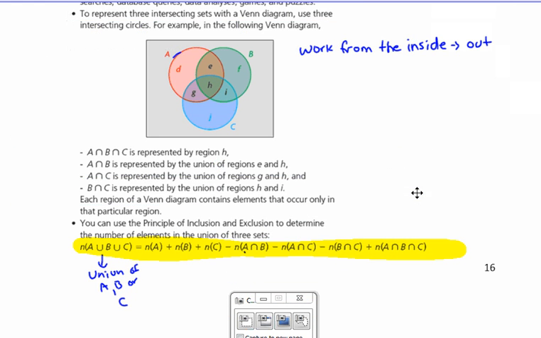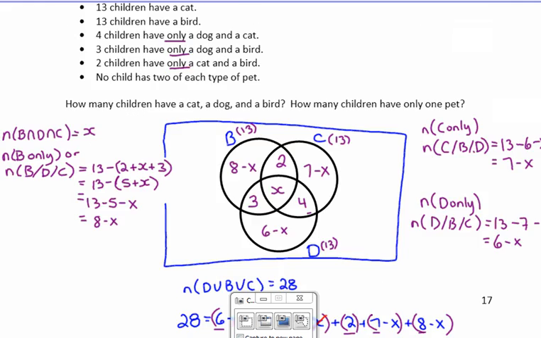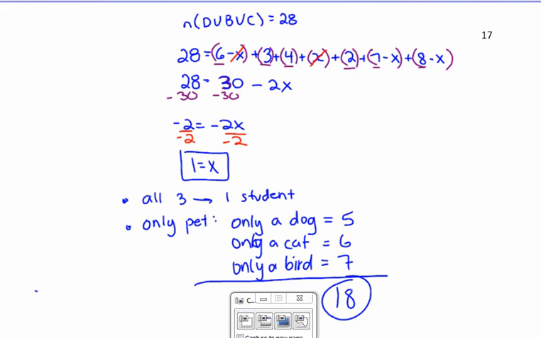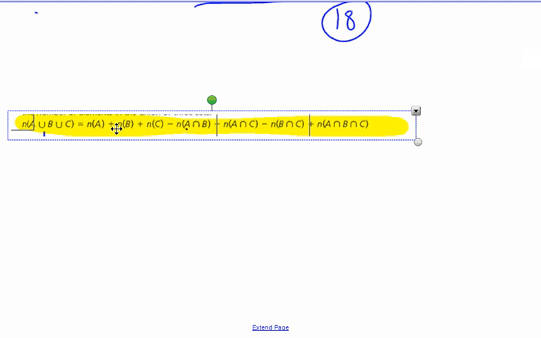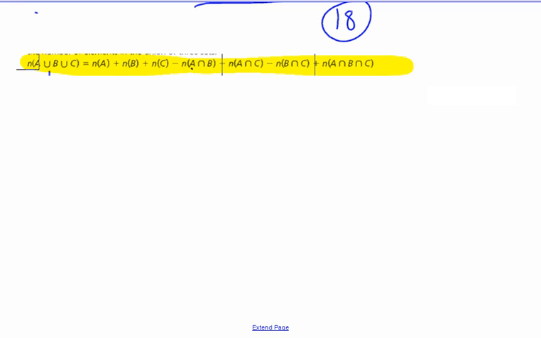Cut and paste. So this problem here, I don't know if you have room. Do you have room on your page? No? Okay, it's up to you if you write this down. I'm just going to show you really quickly. So the union of A, B, and C. In this case, the union of the bird, cat, and dog was 28.